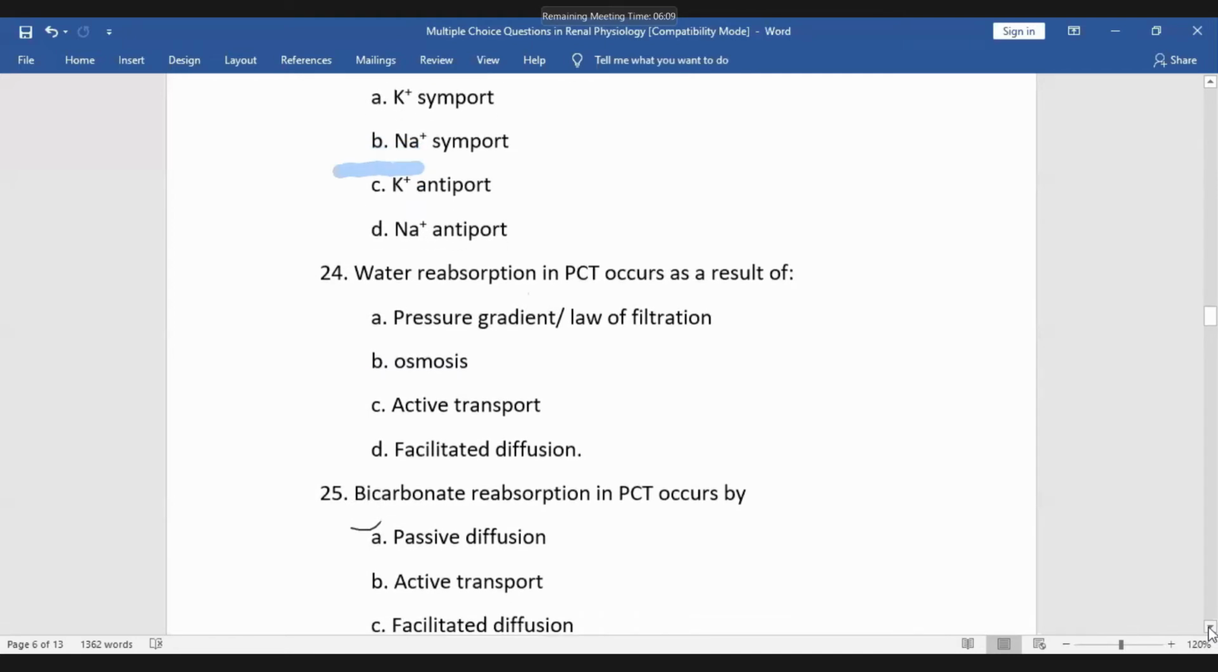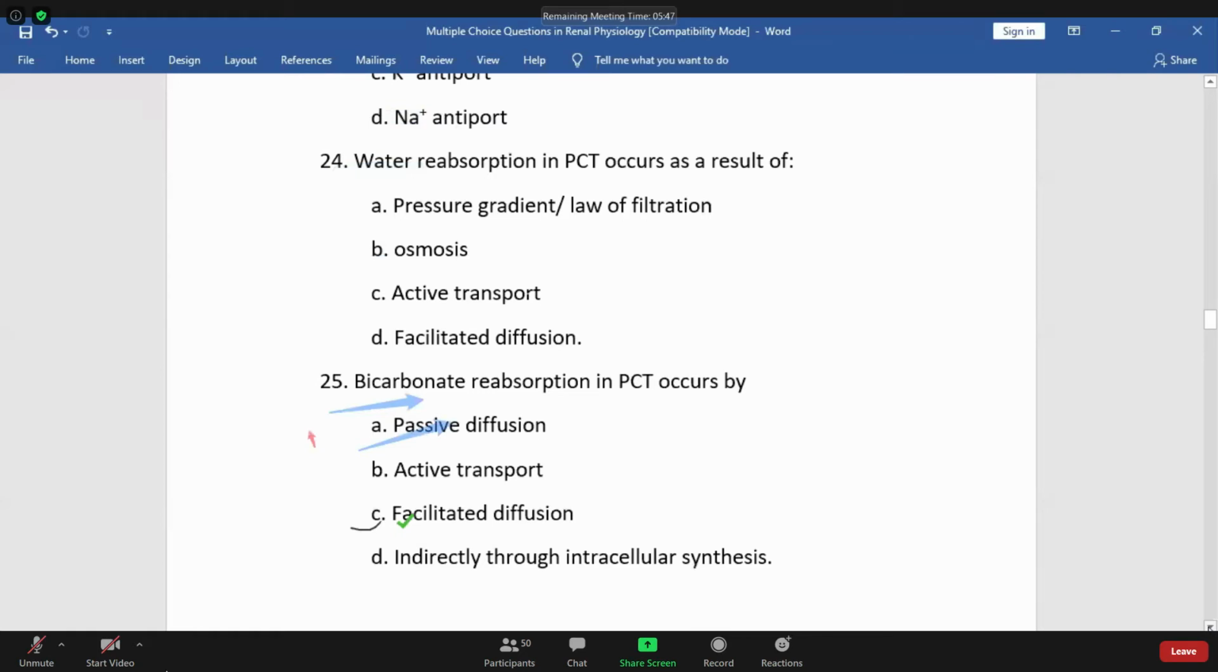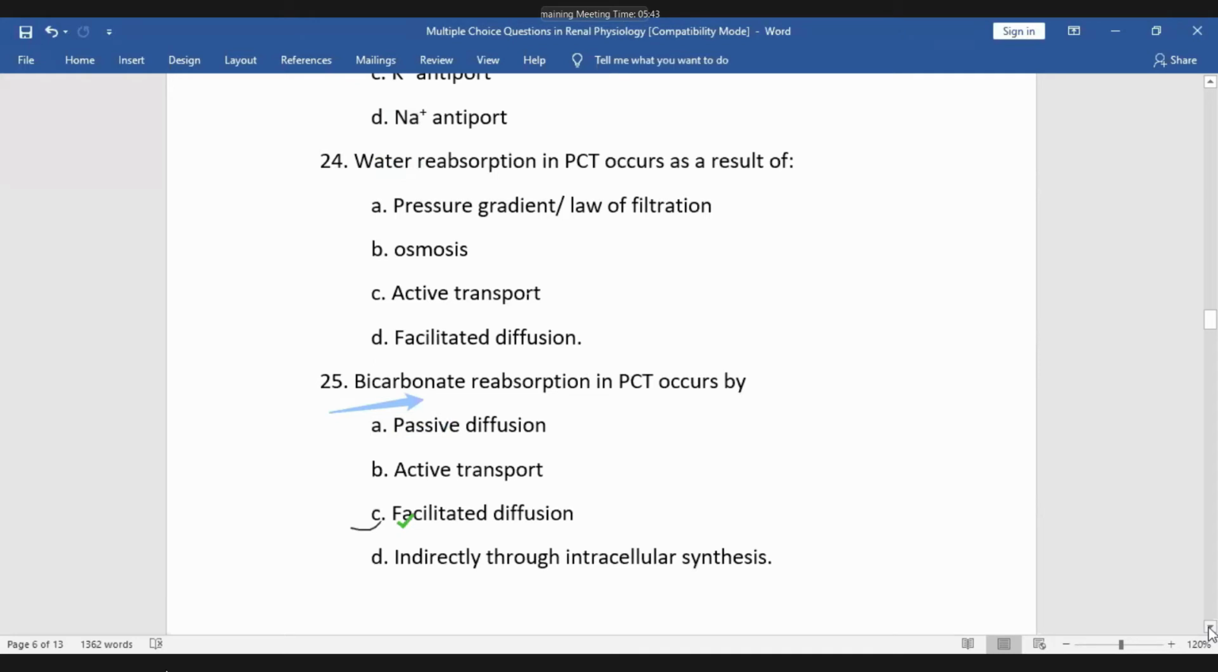Now, another thing, bicarbonate reabsorption in the proximal convoluted tubule. Bicarbonate is a substance freely filtered by the glomeruli, comes into the proximal convoluted tubule, and it is reabsorbed. How is it reabsorbed? Is it facilitated? Does the bicarbonate go passively to that side because the concentration is high here?